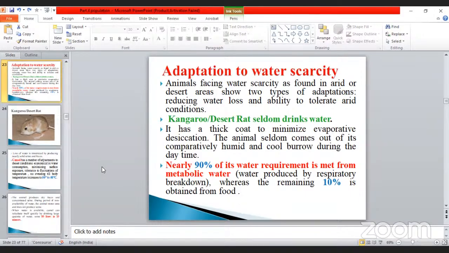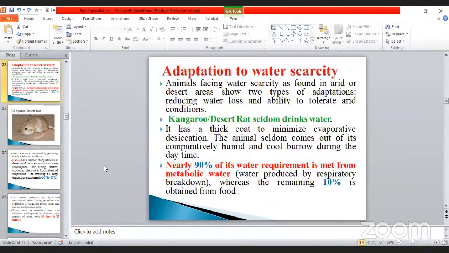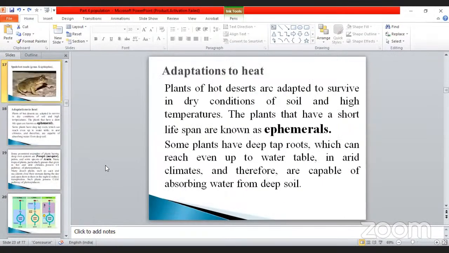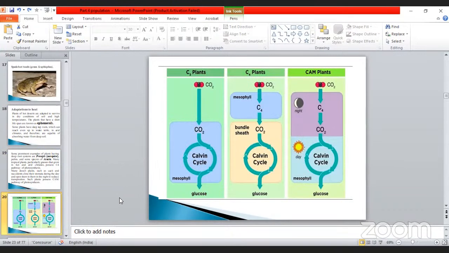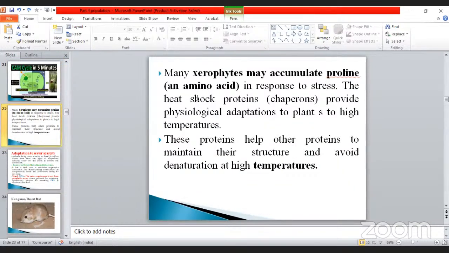And the next one is the adaptation to heat. Adaptation to heat also we already discussed. What are the physiological changes which occur in the plant as well as the animal, those things also we already discussed. And then the CAM cycle, crassulacean acid metabolism. Here, what the content is and what the plant nature is, we already discussed, isn't it, my dear? Because of the presence of xerophytes, it is mostly succulent in nature.